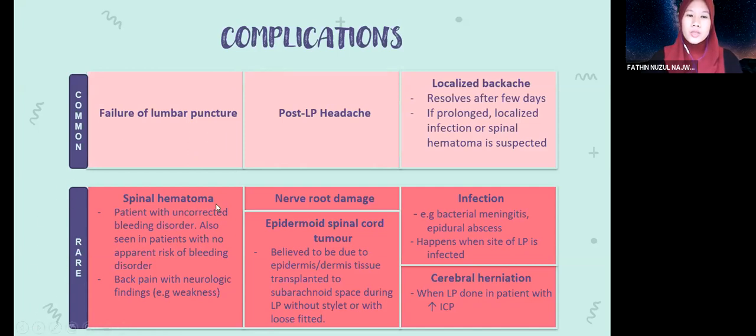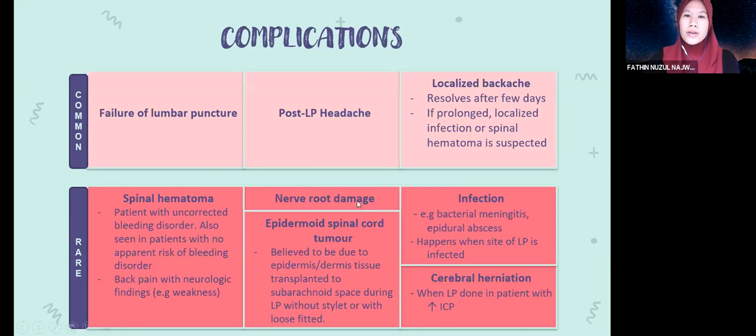The first one is spinal hematoma. This is a complication that happens when the bleeding disorder is uncorrected. However, there are some cases in which the spinal hematoma happens in patients with no risk of bleeding disorder. Clinically, the symptom would be back pain with neurologic findings such as weakness.